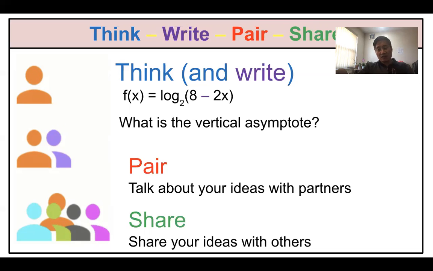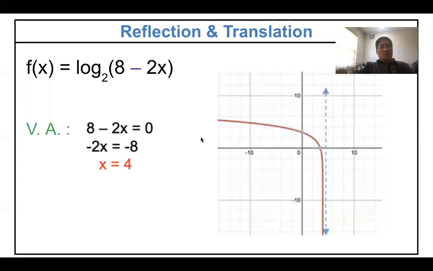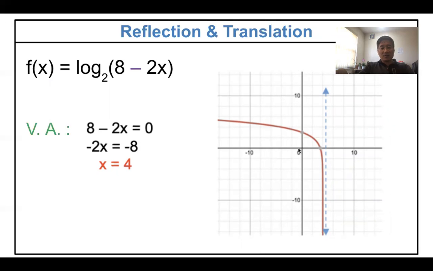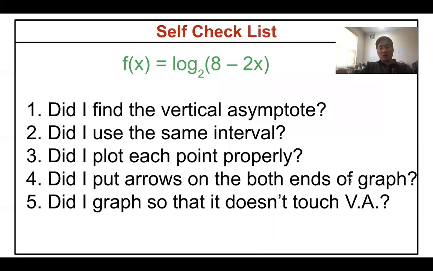But this is like a translation. So let's see. How do you solve for the vertical asymptote? You set 8 minus 2x in the parentheses equal to 0 and solve for x. Then move 8 to the other side, and divide both sides by negative 2. So x equal to 4. Do you see here, right? The vertical asymptote is x equal to 4. It's translated. It was x equal to 0 originally, but it translated from here to here.